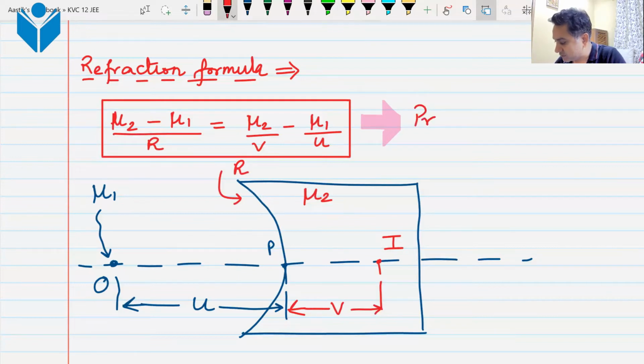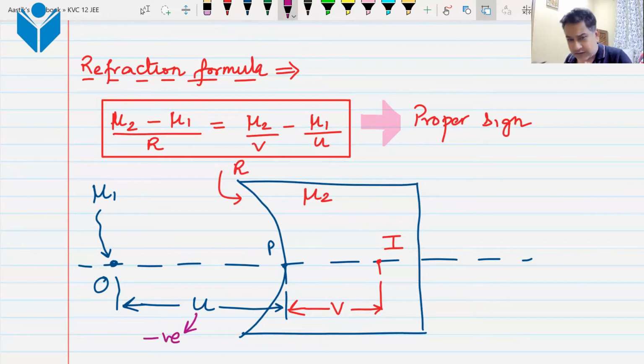Do we understand this? Yes, sir. Proper sign convention. In the example that I have given, is U positive or negative? Negative. U is negative. The answer for V will automatically come, but whatever V I have drawn, is this V positive or negative? Positive. V would be positive. Well done. What about R, the radius of curvature of this surface? In the diagram that I have shown, is it positive or negative? Negative, sir. It is negative.